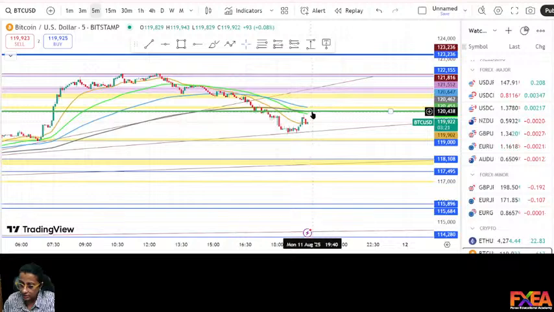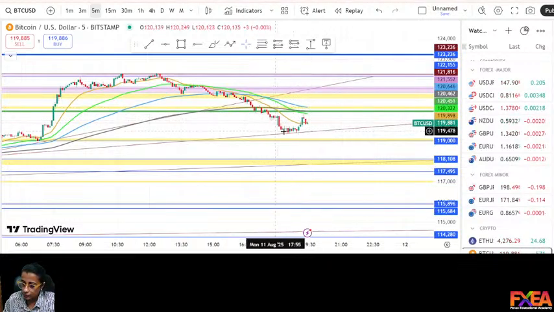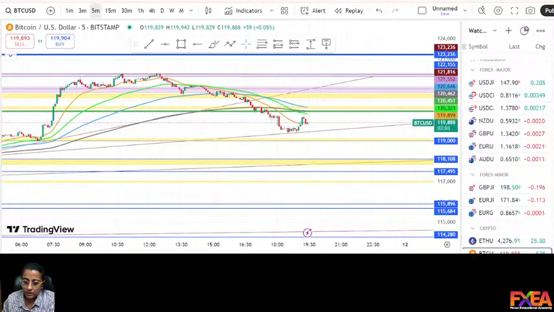If at all the market crosses the 120,451 level, this green level, then I will slowly take a small bullish trade in the upward direction. This zone between this green level and this trend line, I am not planning to take any trade as of now. Okay, so what about gold?